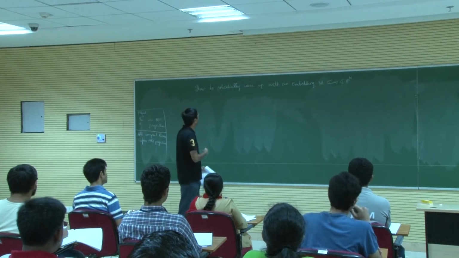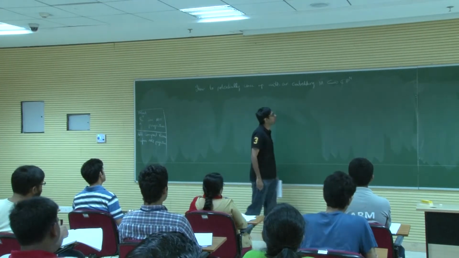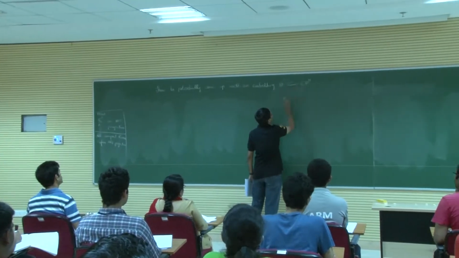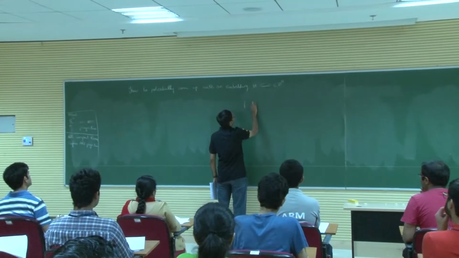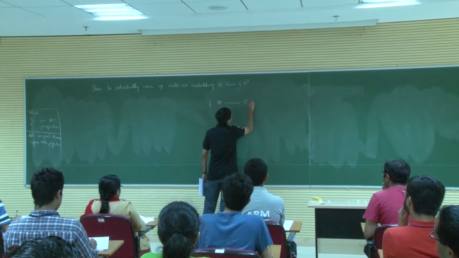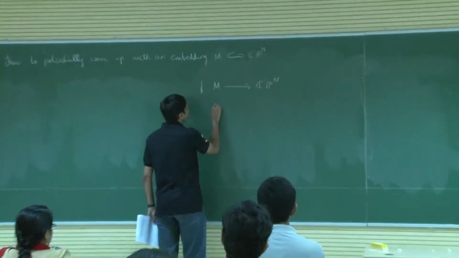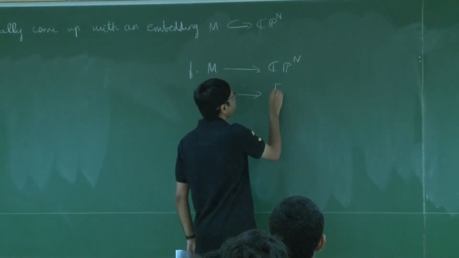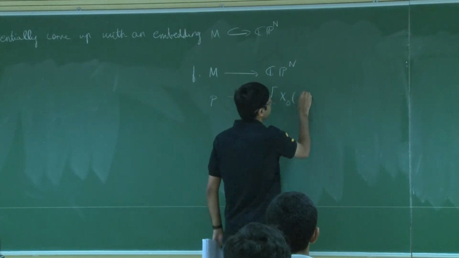Okay, so how does one come up with an embedding? So what does this mean? Suppose I manage to come up with a map from here to here. What would that mean? That would mean, given a point P, I will get something like this.